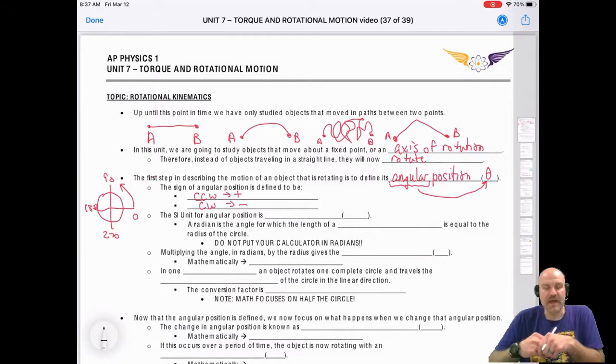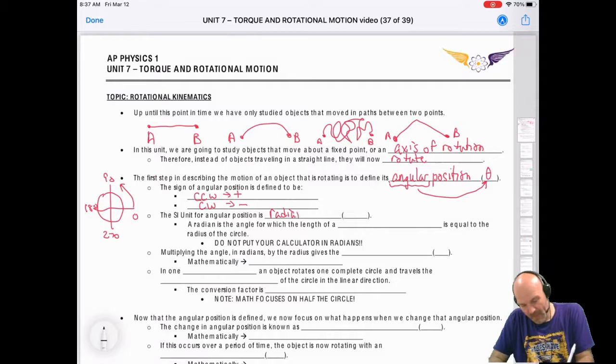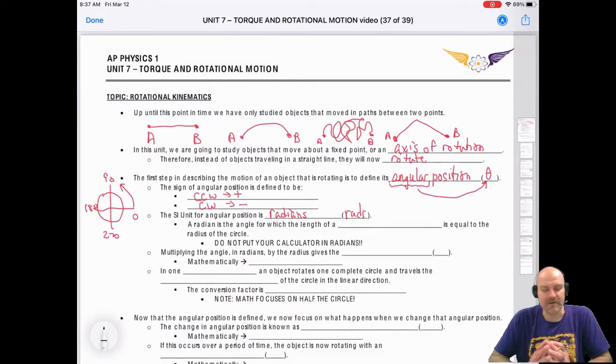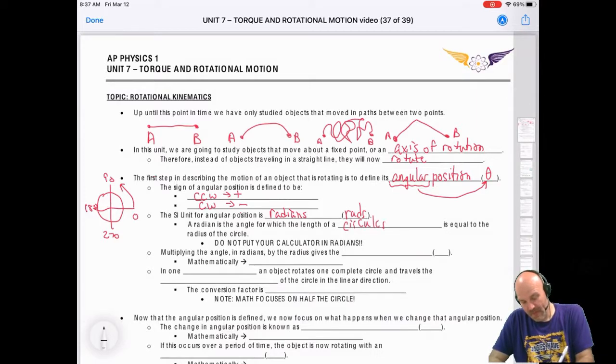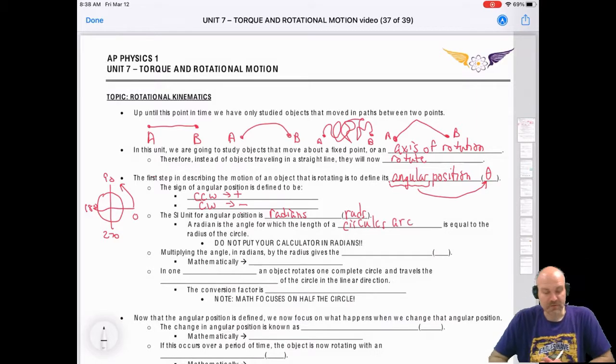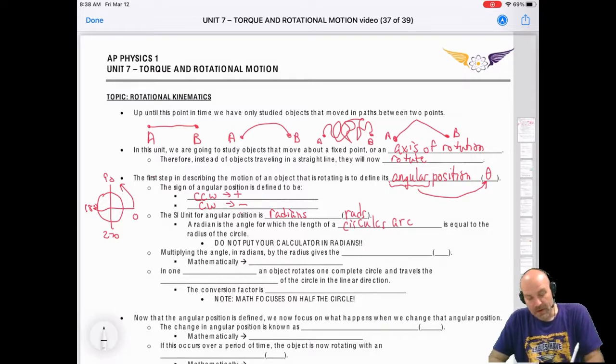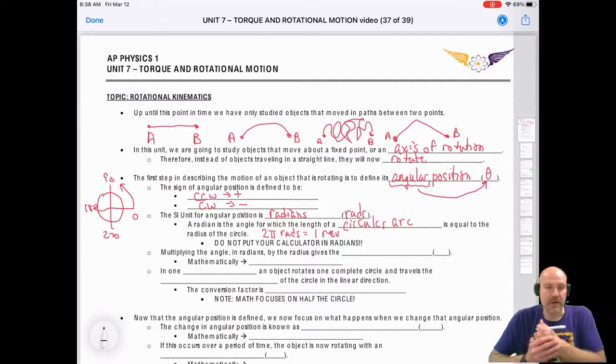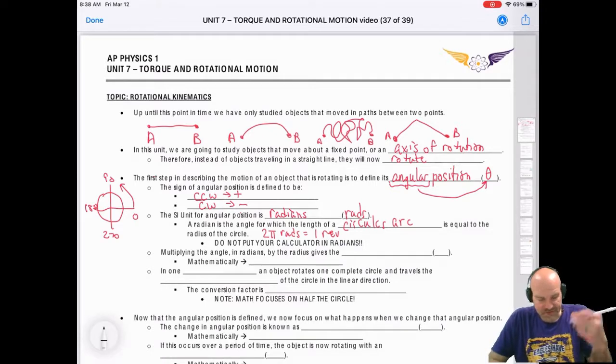Now, the SI unit for angular position is radians, which we abbreviate as rads. You don't have to put your calculator in radians here, because we're going to treat this like meters. A radian is the angle for which the length of a circular arc is equal to the radius of the circle. So if you remember, 2 pi radians equals 1 revolution, or rotation, or anything like that.